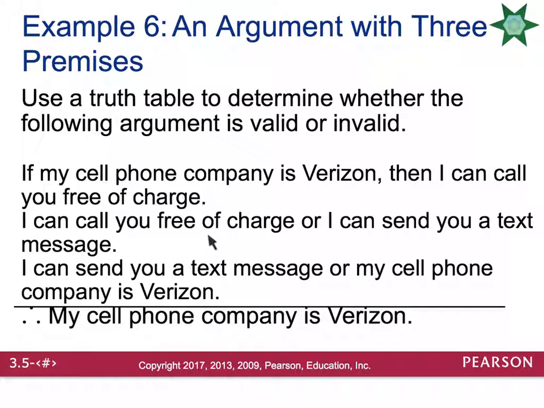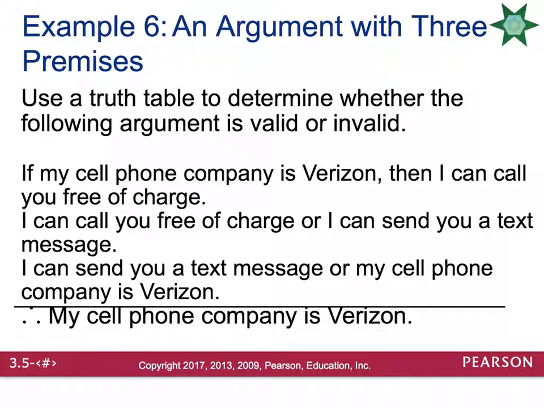Now let's get to truth tables and looking at valid arguments. Here's our first premise. If my cell phone company is Verizon, then I can call you free of charge. The second premise is I can call you free of charge, or I can send you a text message. Not an if, but an or. The third premise is I can send you a text message, or my cell phone company is Verizon. So we have 3 premises, and then the conclusion is, my cell phone company is Verizon. That is kind of confusing. How do we figure this out?